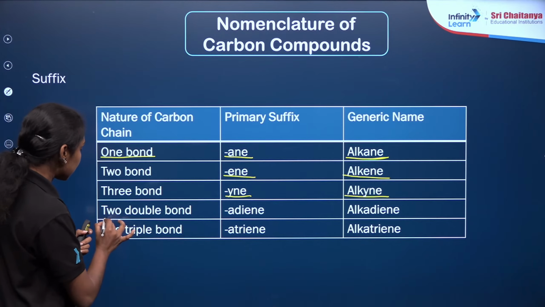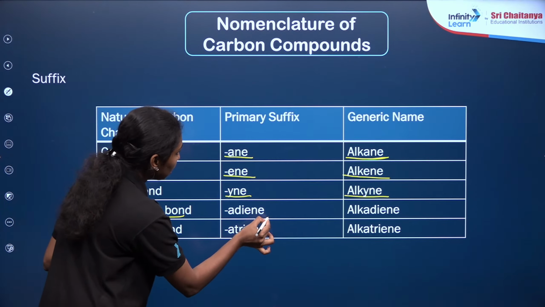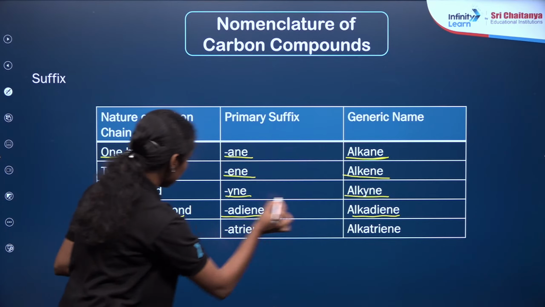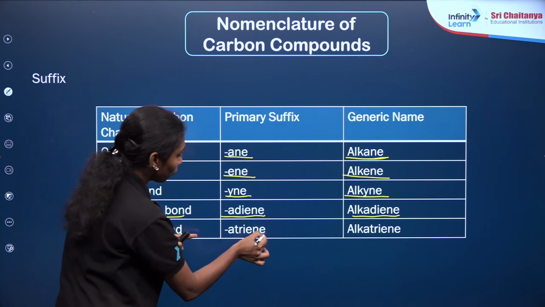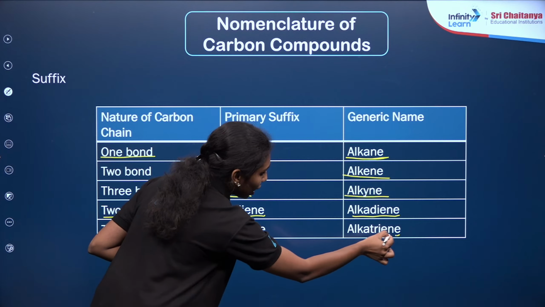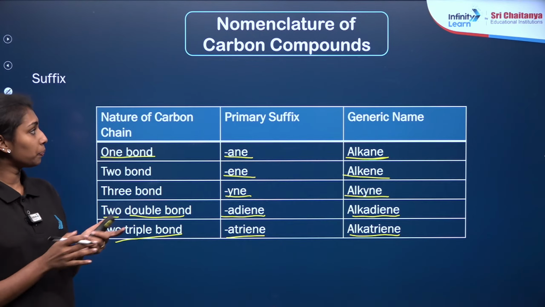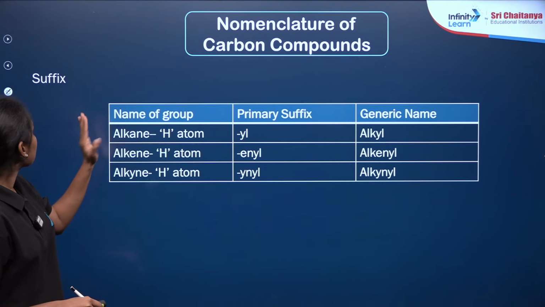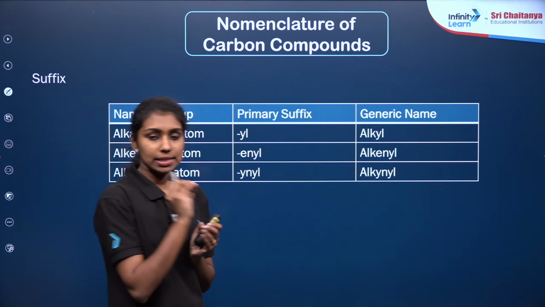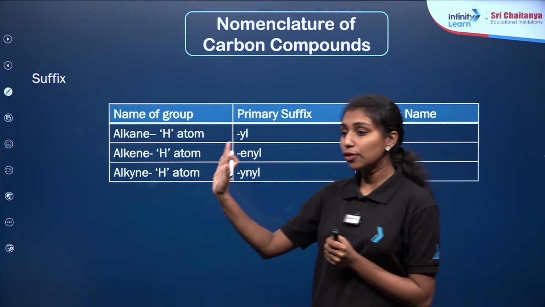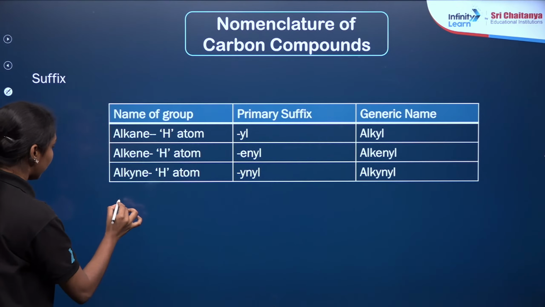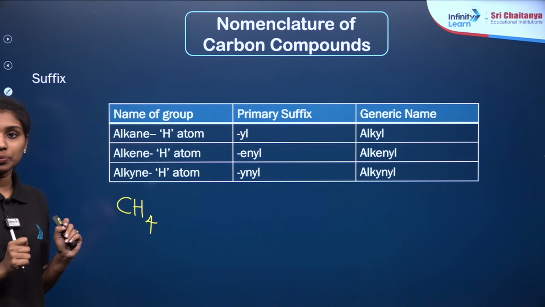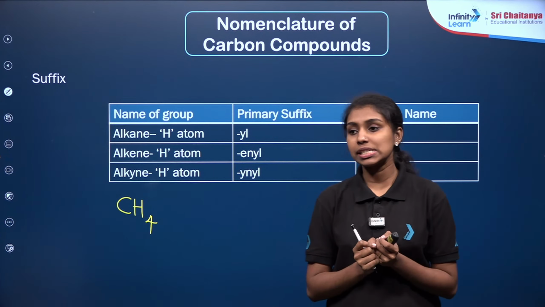So one more point, if it contains two double bonds, it will have the primary suffix of a-diene, which means alka-diene. Similarly, if you have three double bonds, it will have the suffix of a-triene or alka-triene. Just memorize. So I hope you understand. Now let me move to the next case. This is another term in the case of suffix. For example, if I am taking a compound like this, CH4, how many carbon atoms are present here?